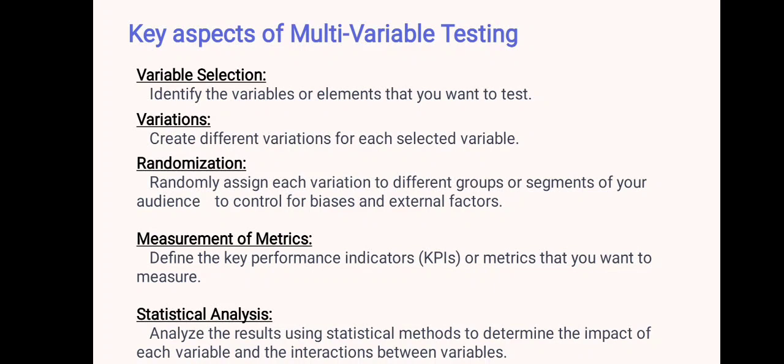Next is measurement of metrics. Define the key performance indicators or metrics that you want to measure. This could include conversion rates, click-through rates, engagement metrics, or other relevant indicators based on your specific goal. Next is statistical analysis. Analyze the results using statistical methods to determine the impact of each variable and the interactions between variables. Statistical significance is crucial to confidently identify the effectiveness of each variation.